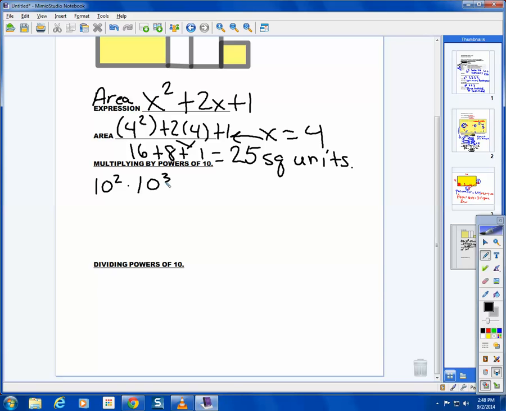10 to the second is repeated multiplication. 10 times itself, how many times? 10 to the second. This part means 10 times 10, doesn't it? What's this part mean? How many 10s for the second one? Guys, 10 to the second, 10 to the third. Isn't that really saying multiply 10 times itself how many times?